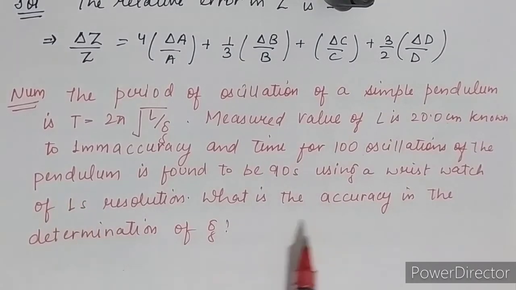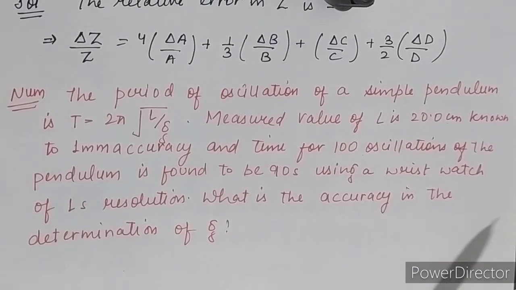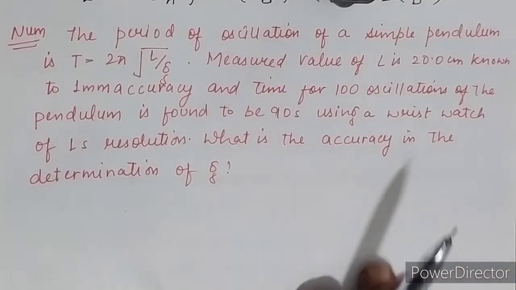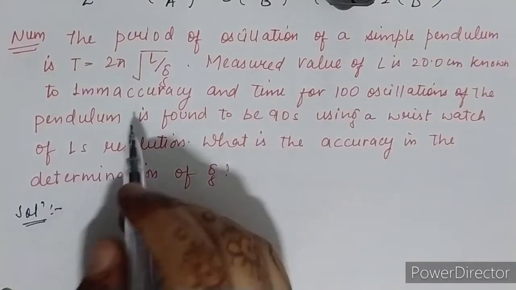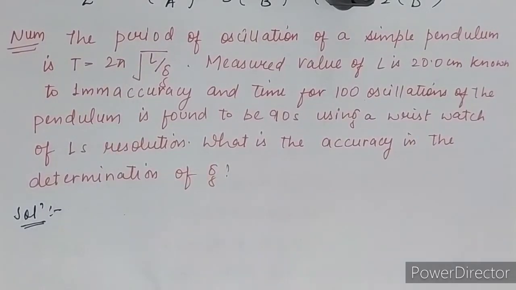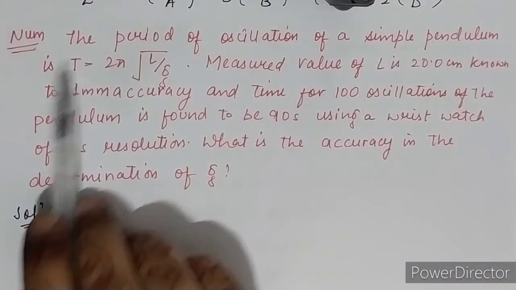Okay, now you have to find about G, what percentage, what accuracy is there. So here the accuracy term has been asked, so you have to find the error in the relative form. First of all, from the question given to us, we have to find the value of G. So from this formula we have to make the formula for G first. In the solution, first of all we have to remove this under root, so it will become T square.